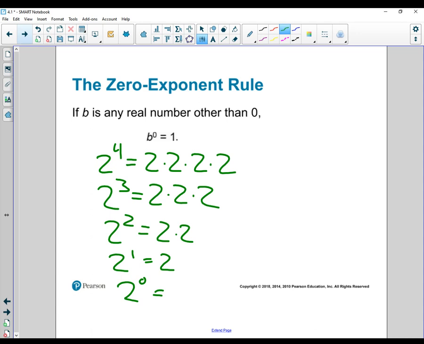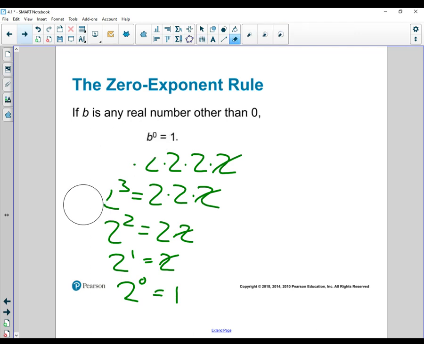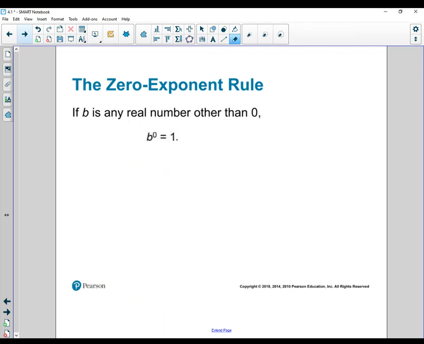We've divided by 2 every time, right? By 2, by 2. When we divide 2 by 2, we get 1. Anything to the 0 is 1. So if you did it with 3s, you would divide by 3 every time, and then your end one would be 1. So that's why anything to the 0 is 1. It's just following a pattern.